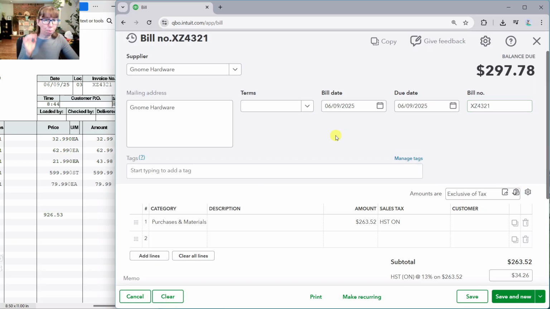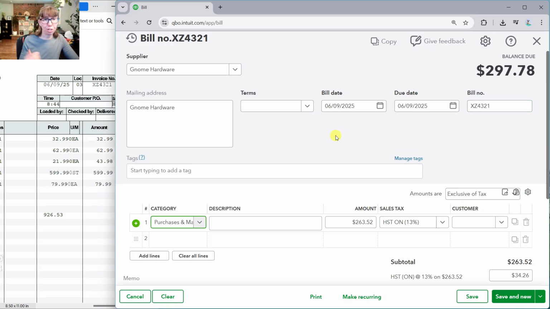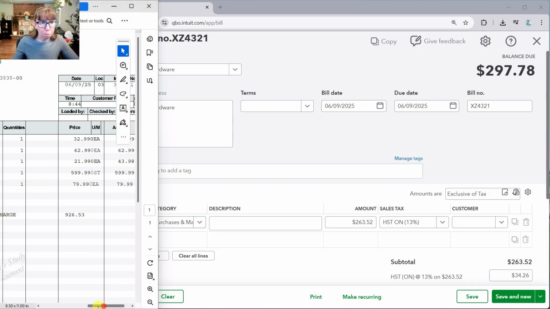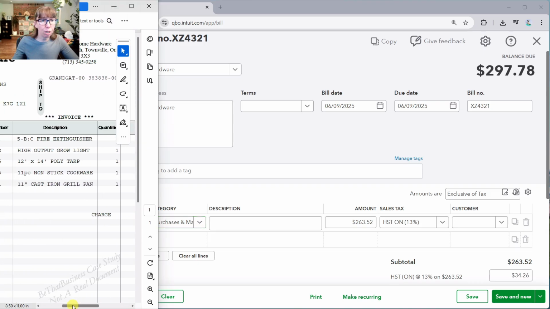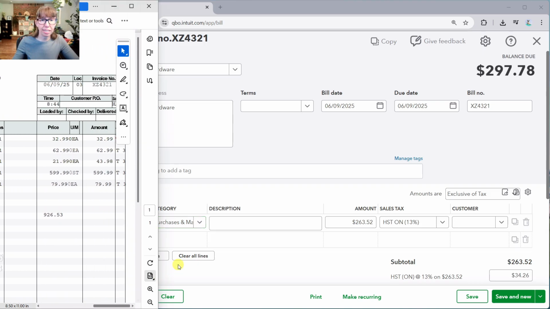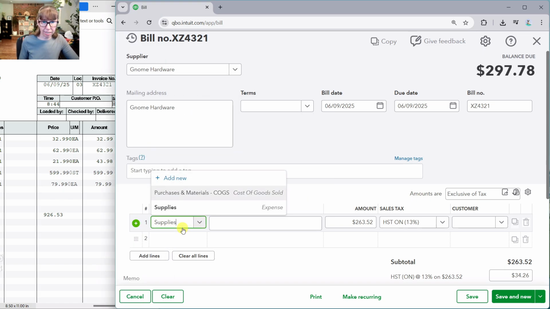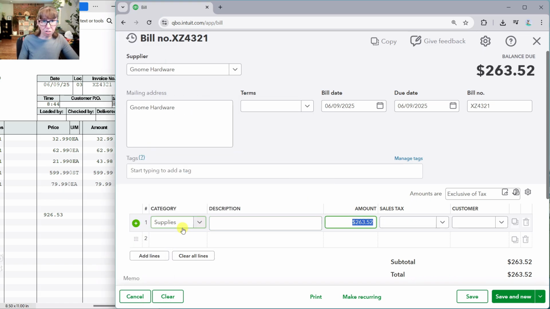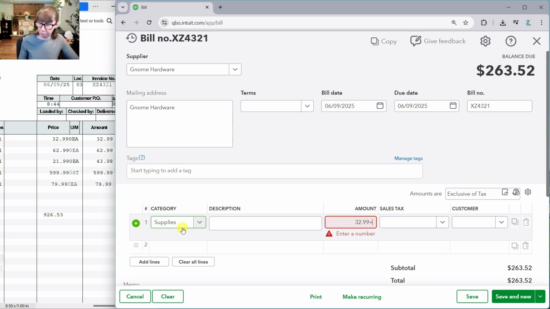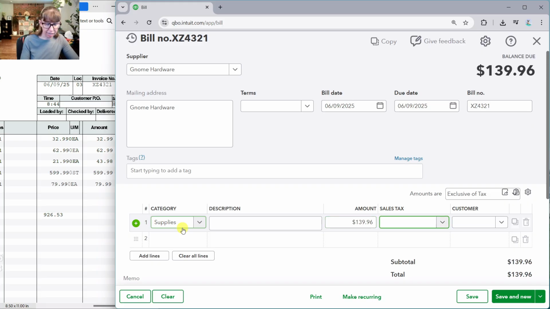Now, the last time we put in a bill from Gnome Hardware, it was purchases and materials, but we're going to put in those first 3 lines. We're going to put them in as supplies. So let's go ahead and say supplies like this. And I'm just going to add up these pre-tax amounts, the first 3 lines. It's $32.99 plus $62.99 plus $43.98. There's HST on that, like this.